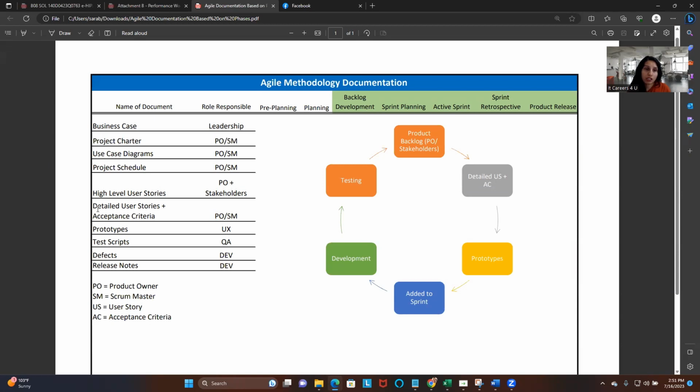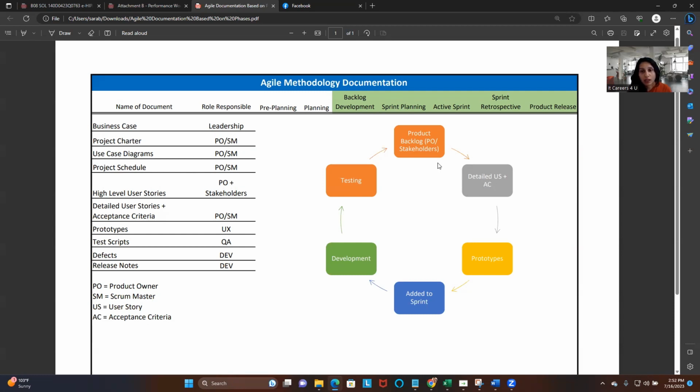So now that we have detailed user stories and acceptance criteria, then we go through and create prototypes, which is done by our UI UX team members. Then we have test scripts, which are done by our QA analysts. And when we have defects, it's the role of dev to help us identify and fix them. And then we also have something called release notes that our dev teams are responsible for. So you can see from here, while our documentation workload is not as much as waterfall, there still is documentation that we see in the Agile environment, depending on what phase you may be in.